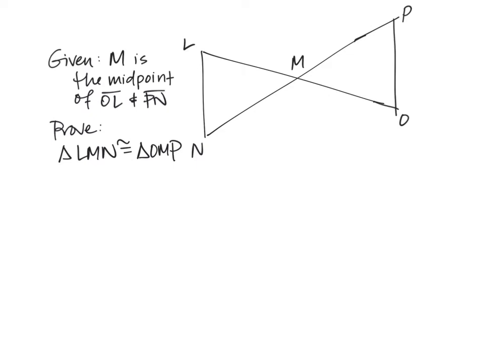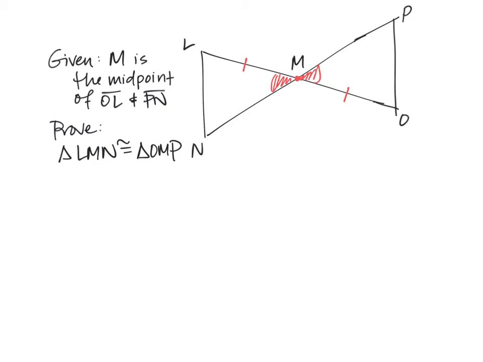Now, first of all, what I always look for first is if we have any vertical angles, which we do. So that's one piece of information we'll be able to utilize to prove triangles congruent. Now, when we say M is the midpoint, it means that it is the point in the middle, like the exact middle, as in cutting something in half. And so M cuts OL in half. So that means that this piece of OL is exactly the same as this piece of OL.